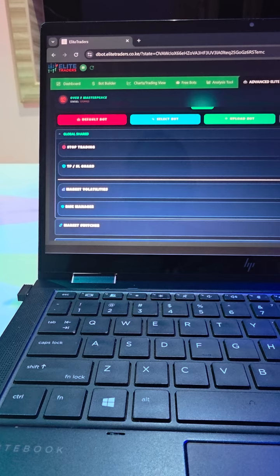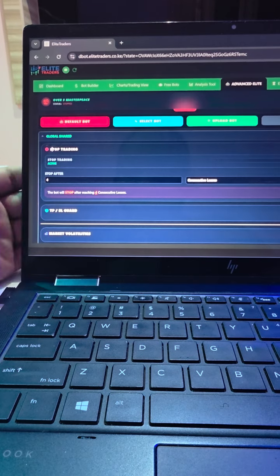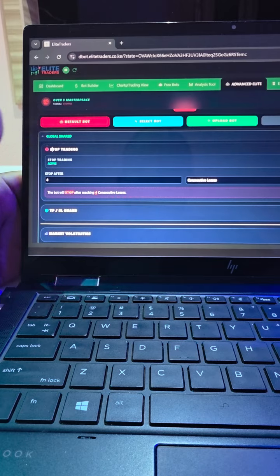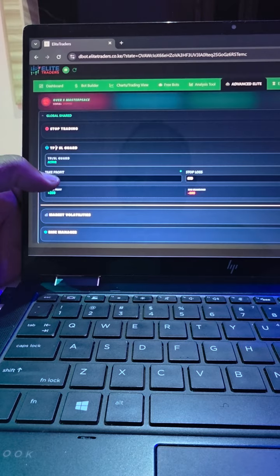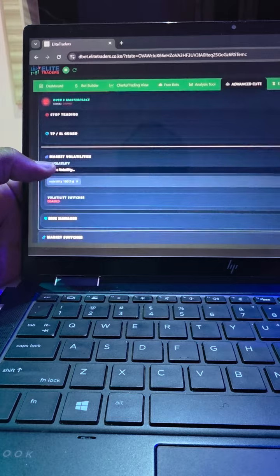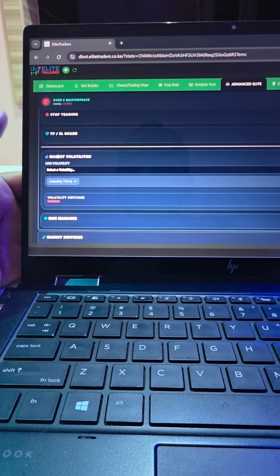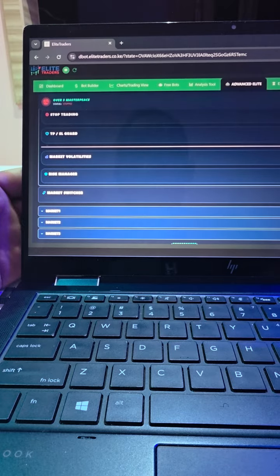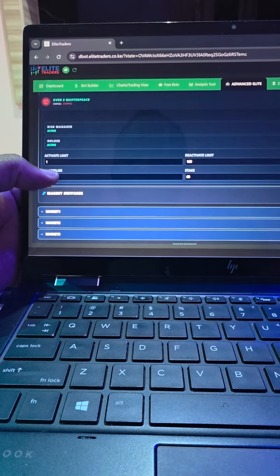Now how does this robot trade? I just want to demonstrate something very simple. You just need to go to the stop trading, set up the maximum consecutive losses you can take. Personally, I normally work with 4. Then click the target profit or stop loss guard, set up your target profit here and your stop loss right here. Then you have the market volatilities. This is where you switch the volatilities. Just click the volatility like that, then cancel the previous one, so you don't start by canceling before adding a new one. Then you have the risk manager. Click the risk manager, set up the martingale here, and this should be your stake.